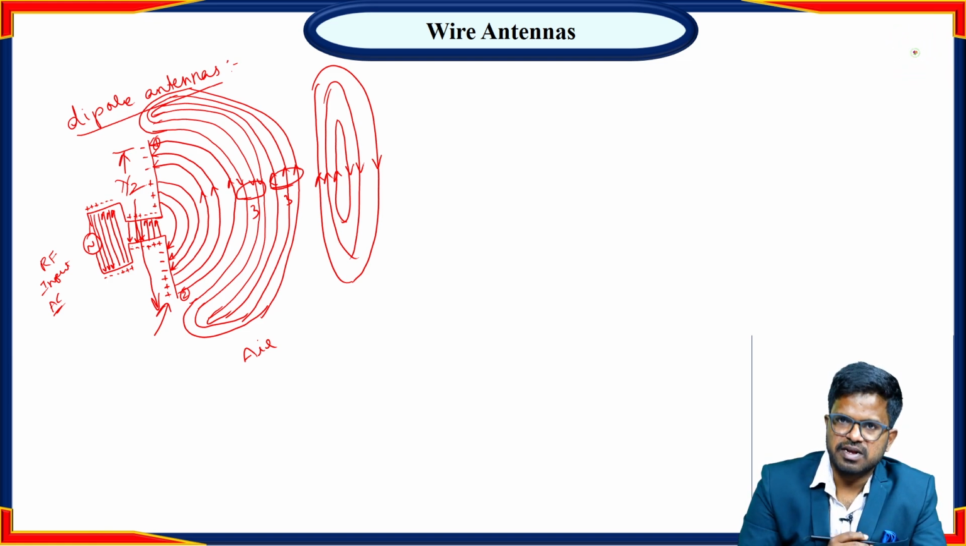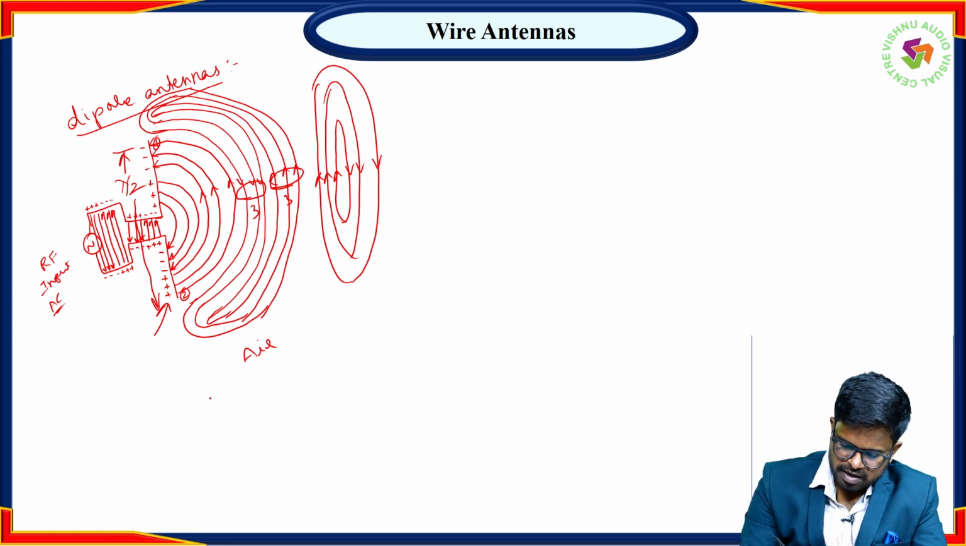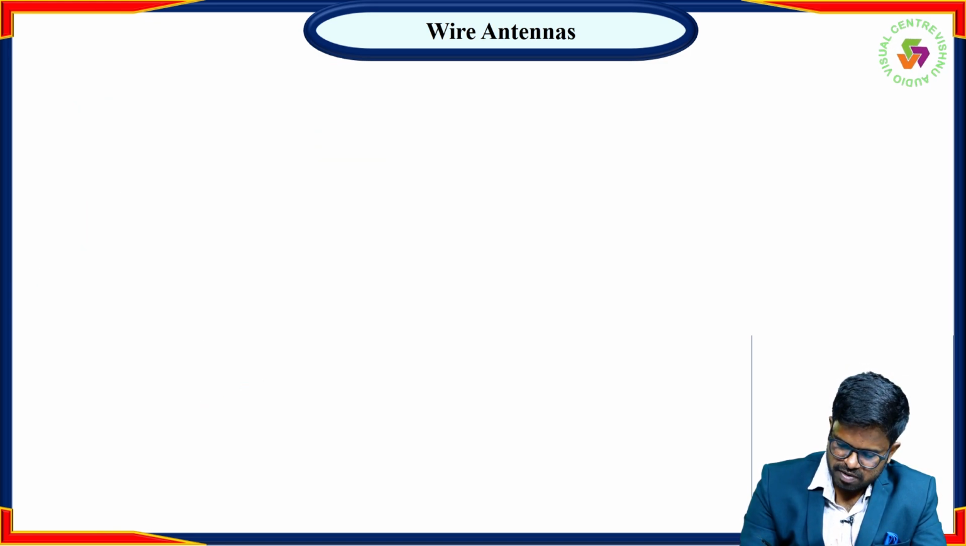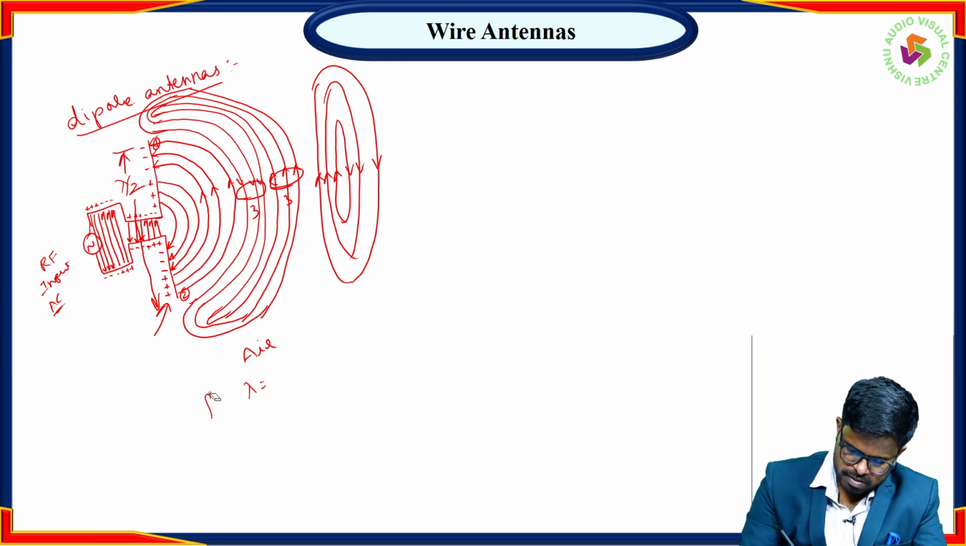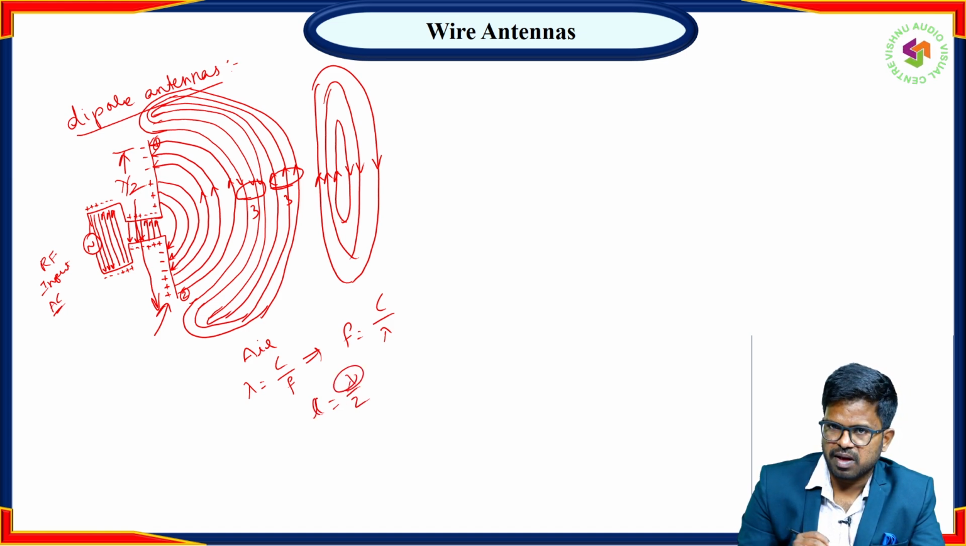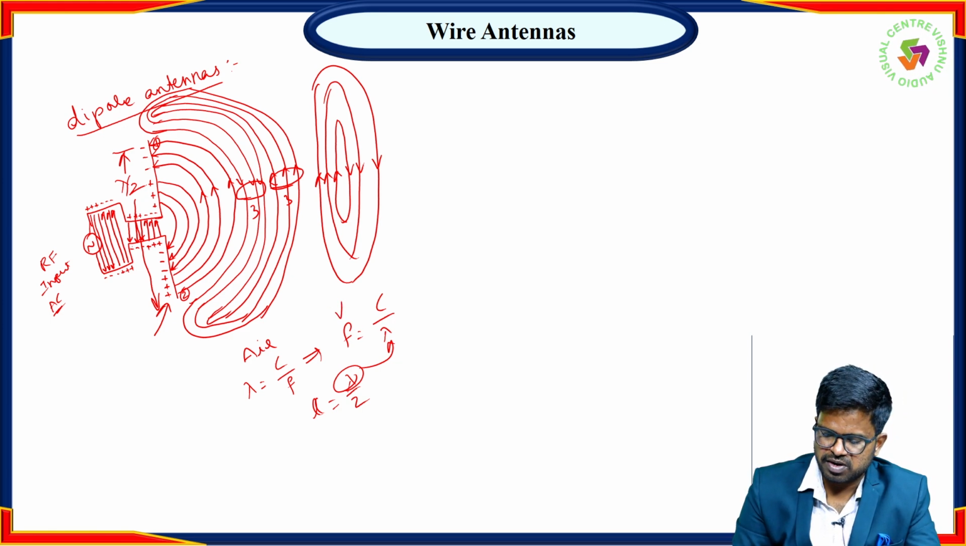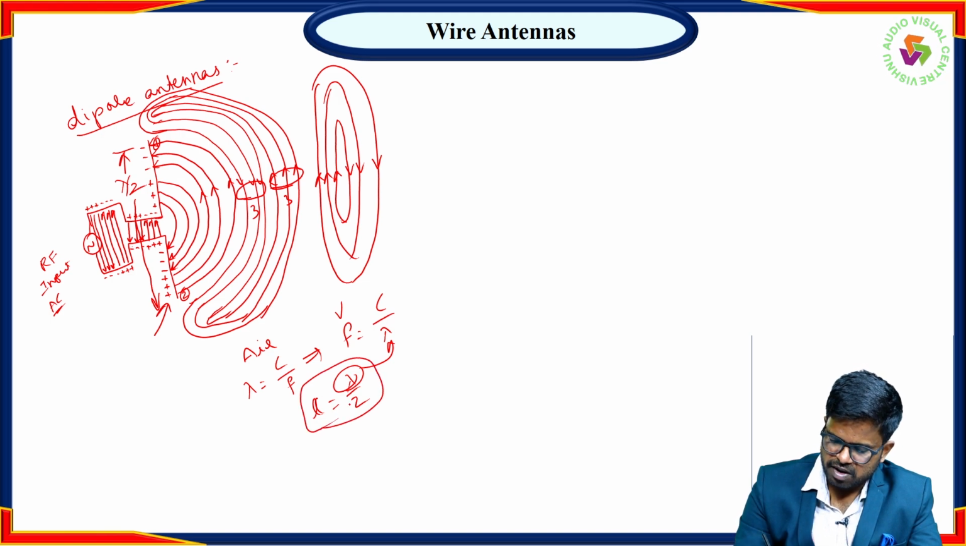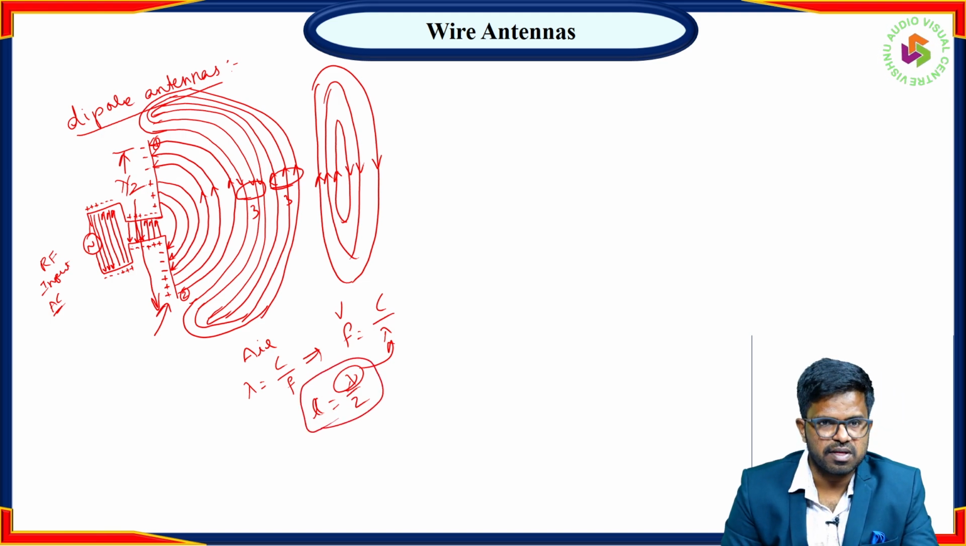So which frequency they can generate is decided by the formula lambda equal to c by f. From this, f equal to c by lambda. From the length of the dipole antenna, L equal to lambda by 2, we will get some lambda value. If you substitute that lambda value here, we will get the respective frequency. So whatever frequency you want to generate, depending on that you can choose the length of the dipole antenna. You can transmit and you can receive the waves.